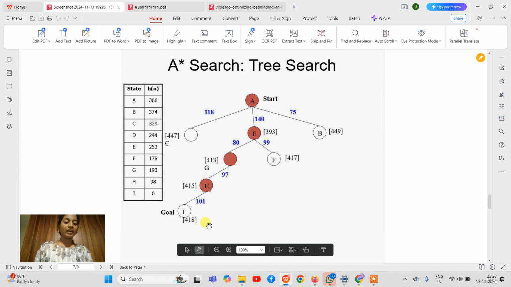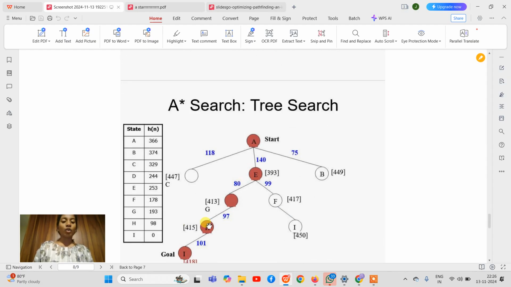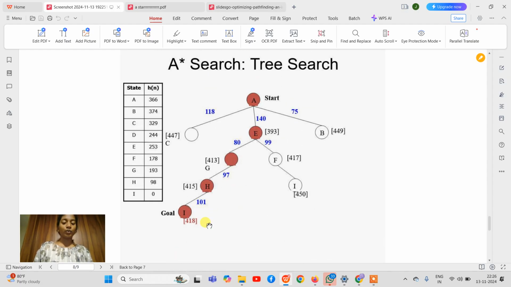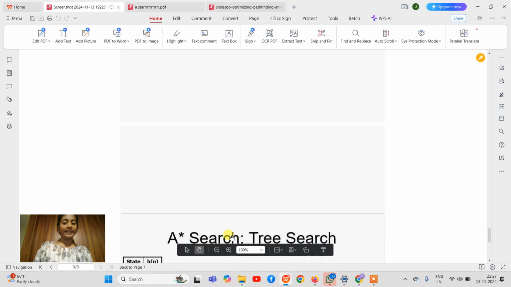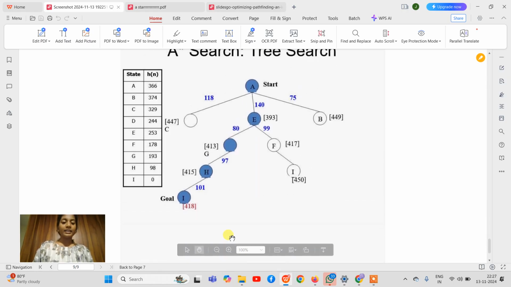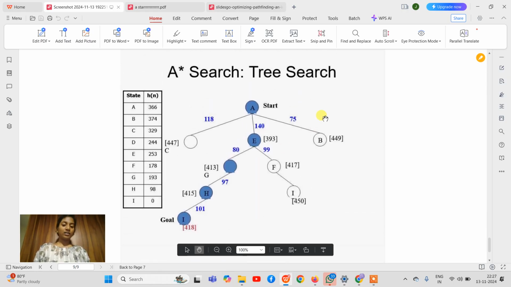Now we can very well see that we have reached the goal node already. We will stop our search with this and we'll end up with a cost of 418. So our path of reaching the goal node from the start node will be A, E, G, H, and I with a total cost of 418. This will be the final state of our graph. We have reached the goal node, so our search will stop here.